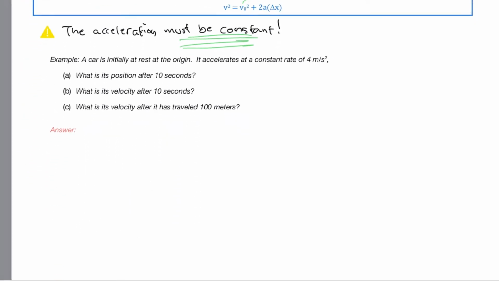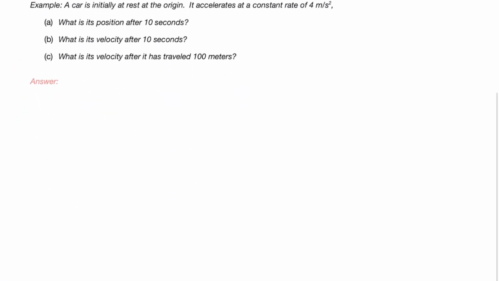Let's go ahead and look at an example of applying these kinematic equations. In this example, we're looking at a car that's initially at rest and accelerates on its way. The first question asks, what is the position after 10 seconds? In this case, you should start thinking that we should be using the first kinematic equation because we're looking for position and it's giving us information about time. So let's go ahead and get started solving it.